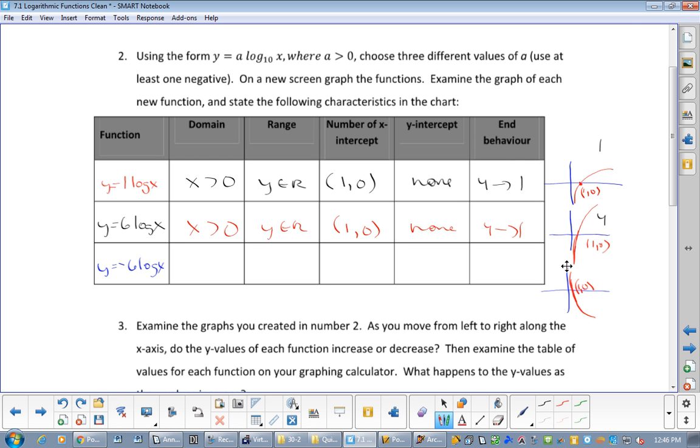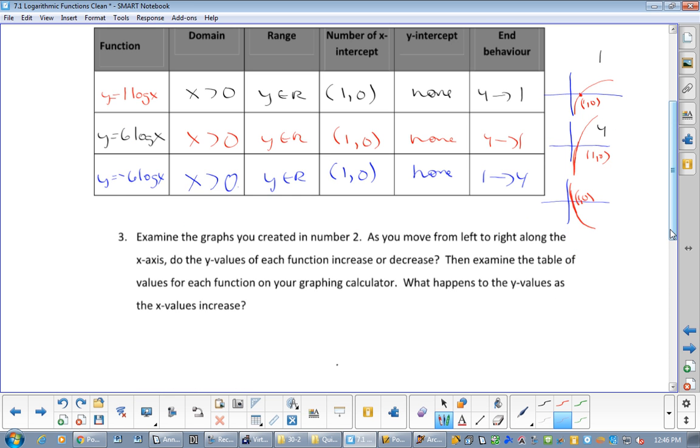Domain. Did my domain change? X greater than 0. Range. Y is in the reals. Number of x-intercepts. Actually it didn't change. Yeah, okay, and y-intercept? End behavior. 1 to 4.